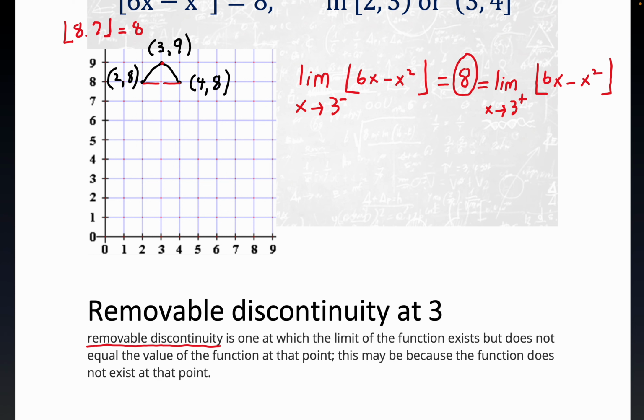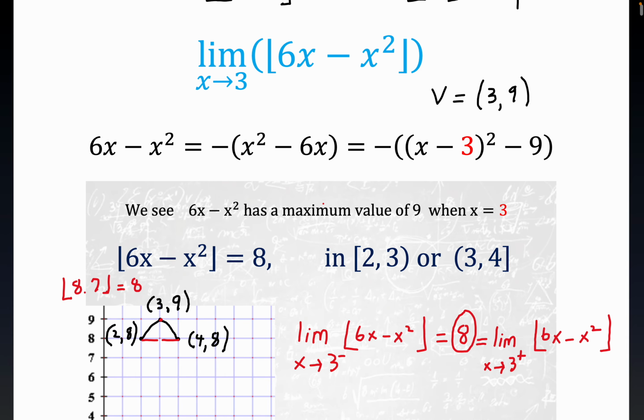Anyway, folks, this is the final answer. The circled result here, 8, is the final result. And let me know what you thought.